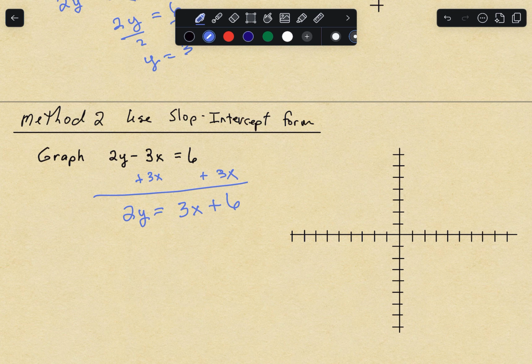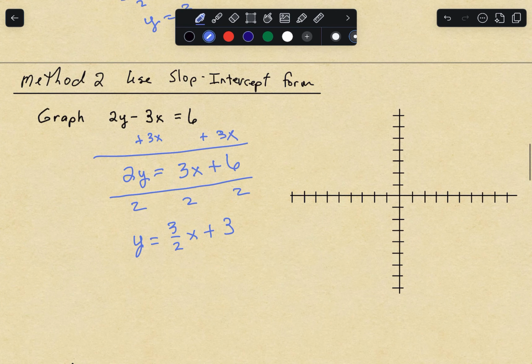You have to be careful with the minuses, but in this case we didn't have it, so I didn't worry about it. So now we're going to divide the whole thing by 2. And you can do it this way. And this becomes y equals 3 over 2 x plus 3. 3 halves x plus 3. So now we're going to plot this.